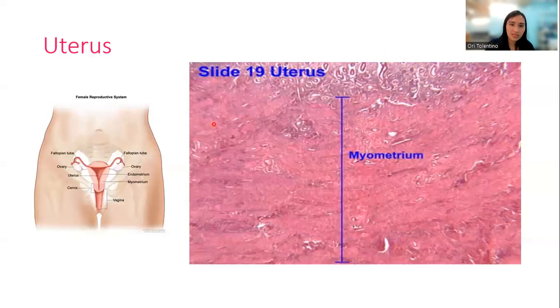You can see it here, because the uterus is such a big organ, this image is just the intermediate layer, the myometrium. The myometrium is the thickest layer of your uterus. It shows bundles of smooth muscle cells. The smooth muscle forms interwoven layers in different directions, and this helps in the forceful contractions of your uterus.